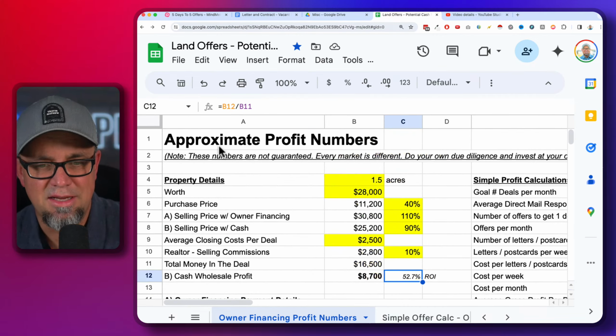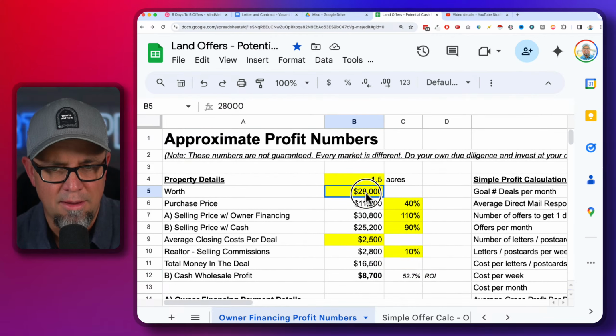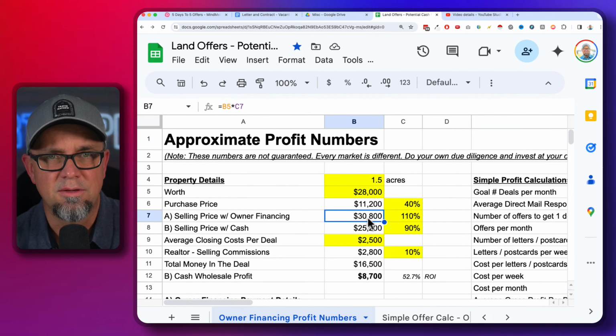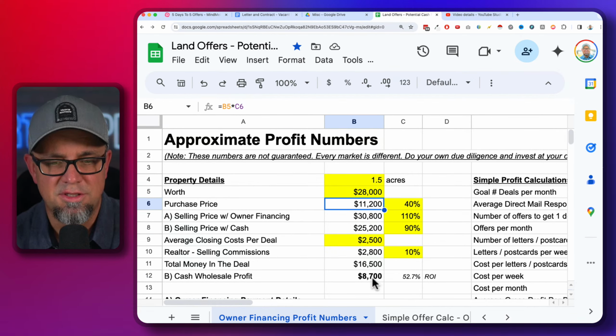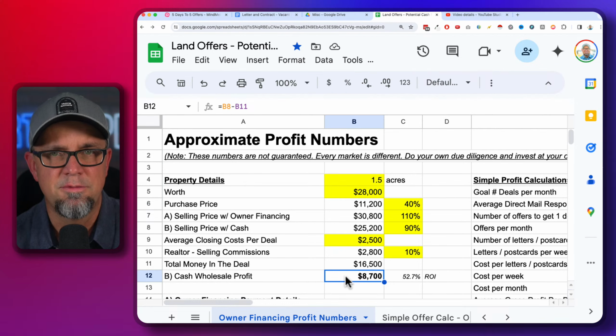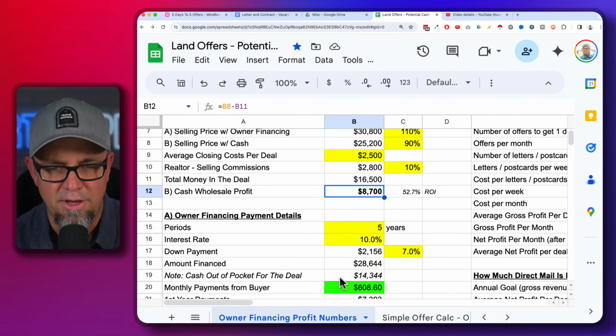If you sell that same deal with owner financing, so it's worth 28, I sell it with owner financing for 30,000, and I'm buying it for 11,000. Let me show you. Instead of making $8,700 in profit, let me show you how much profit you're going to make if you sell it with owner financing.